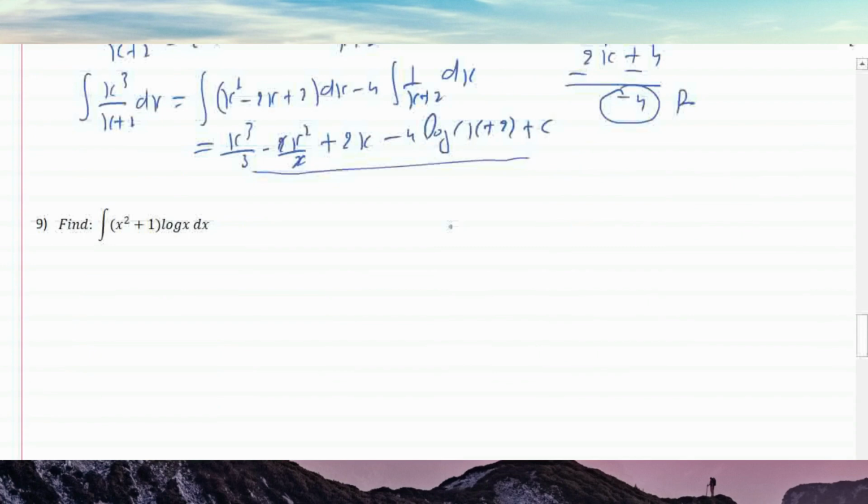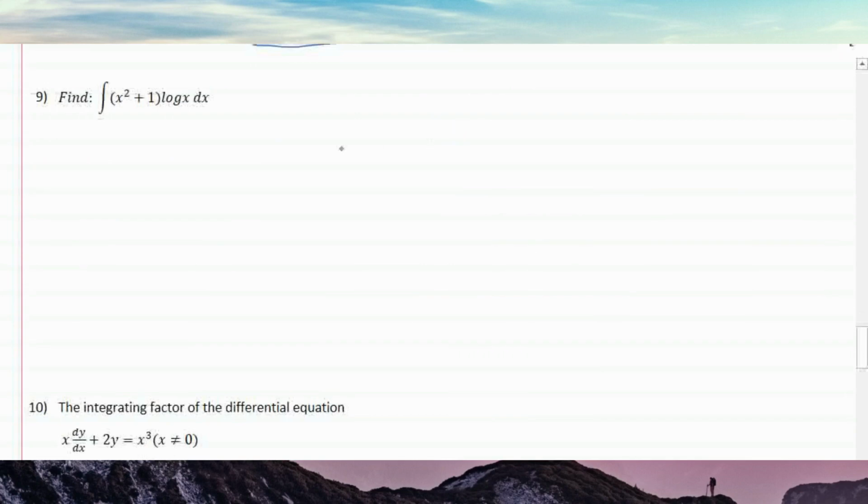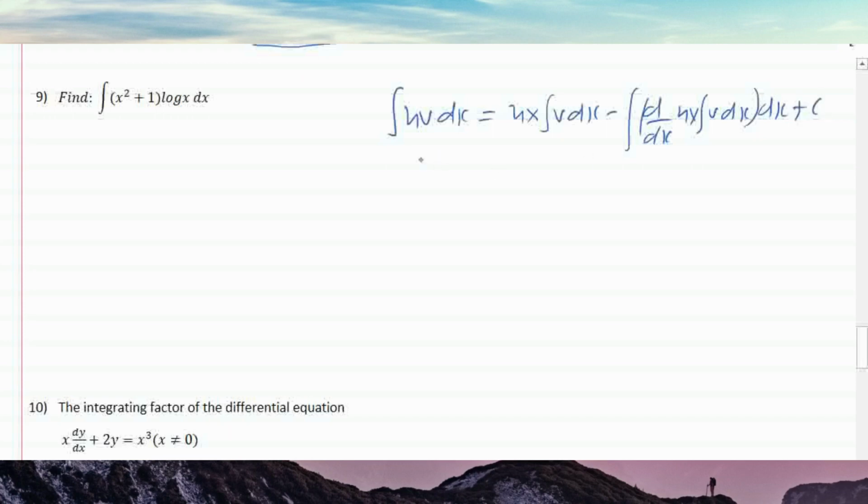Here we have another question, children, and this question is from multiplication. Actually, many of you might have gone through the product rule of integration. The product rule of integration is: first function into integration of second function, minus integration of differentiation of first function into integration of second function, whole integration, children, whole integration plus c. This is the formula you have to apply.